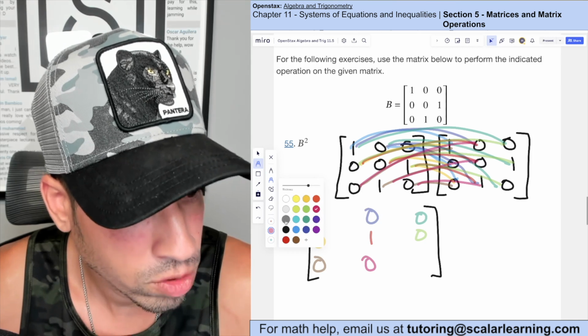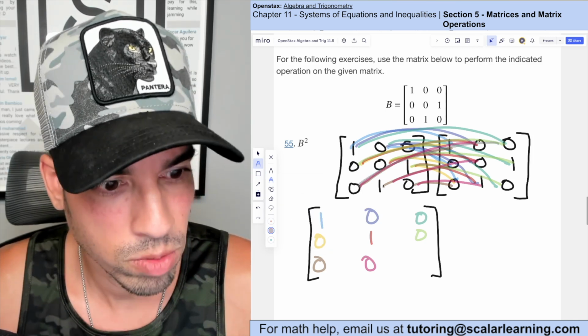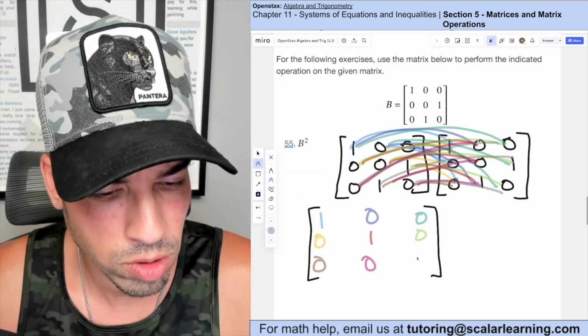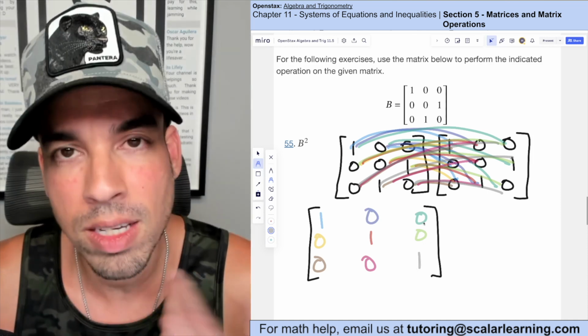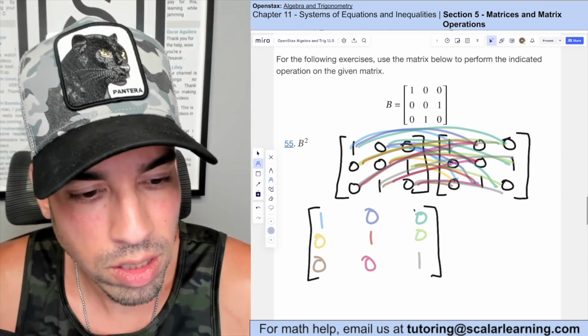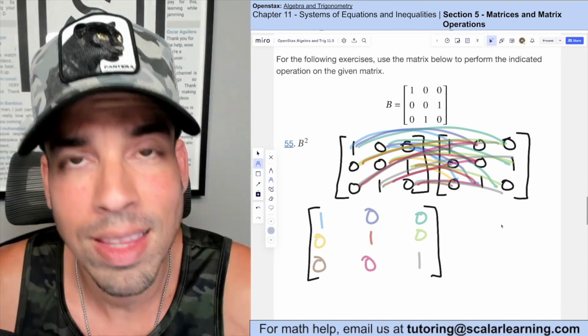And last one, let's go gray. 0 times 0 plus 1 times 1 plus 0 times 0. That is 1. This happens to be the identity matrix. Now, since there's nothing really to simplify, we're just going to leave it as is. That's how you do it.